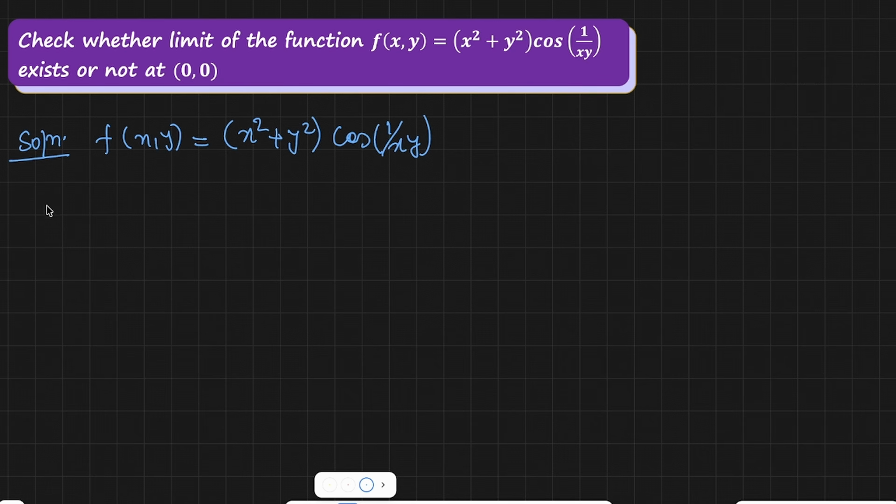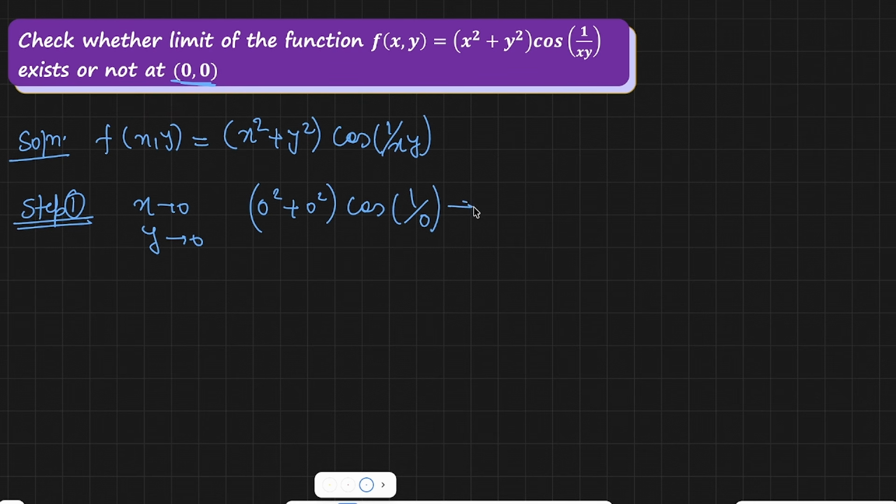First, step number 1. Here I explained you that you have to check whether at 0 comma 0, so x tending to 0, y tending to 0, when you put it here, 0 square plus 0 square, it will be cos of 1 by 0. It means it is in between minus 1 and 1, because cos of infinity is in between minus 1 and 1. Whenever you have this kind of problem, you can proceed like this. You know that whatever the value of cos of theta, it is always in between 1 and minus 1.